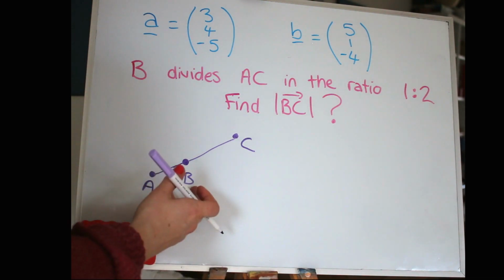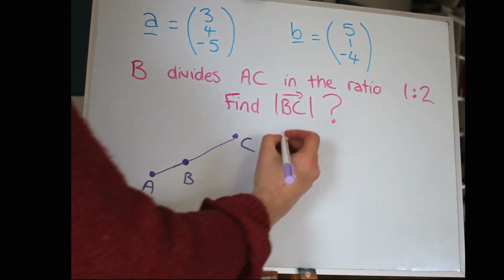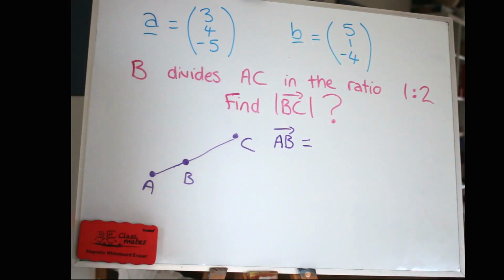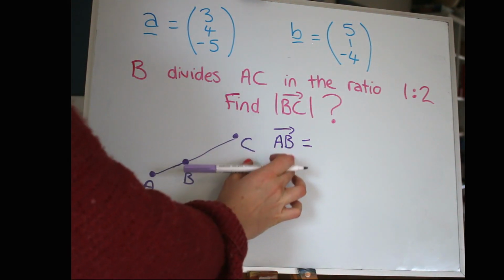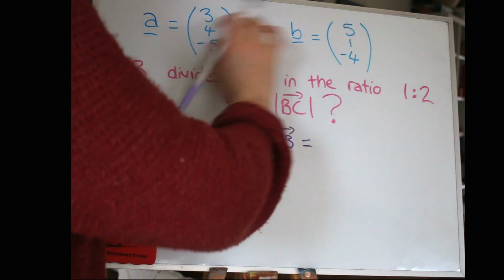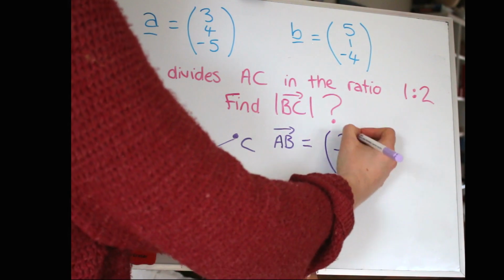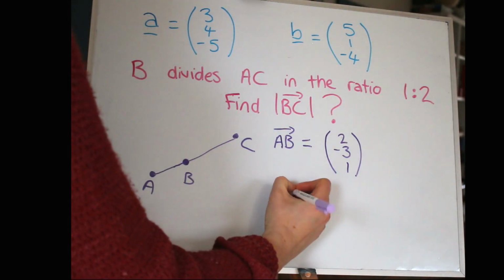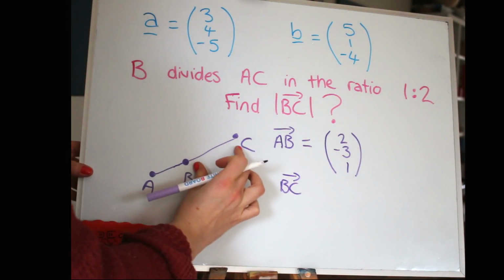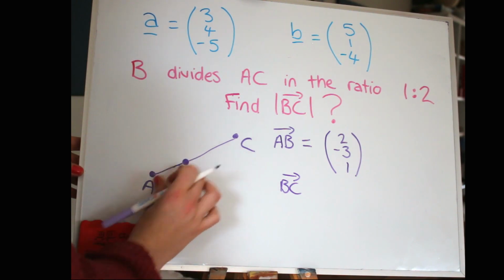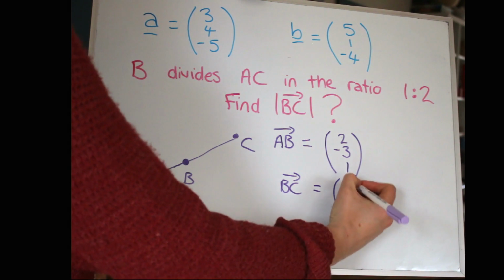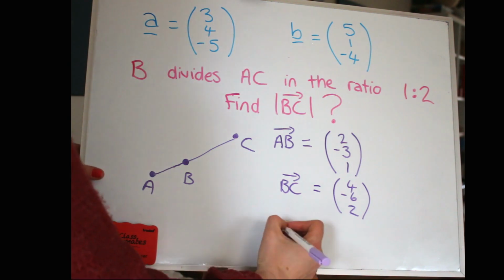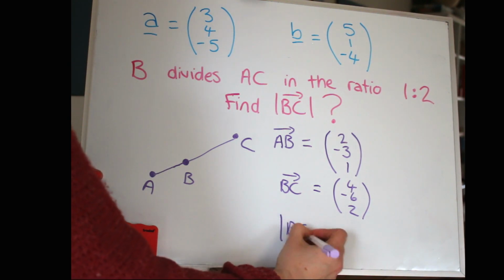So it would be a good idea to start off with finding the vector A to B. And it's the same way as we did it in the last example. So using either the position vector B take away A, or just by looking at what we need to get from here to here. Whichever way you do it, I make it to be that vector. Now BC is twice AB. It's the same, but just double it. So we can just double those numbers. 4, minus 6 and 2. It's that simple. And then finishing with finding the magnitude of that.